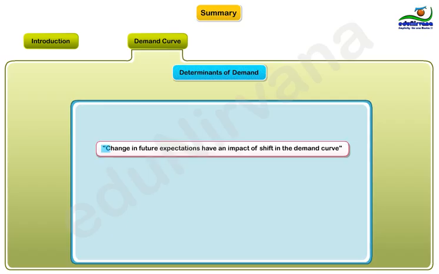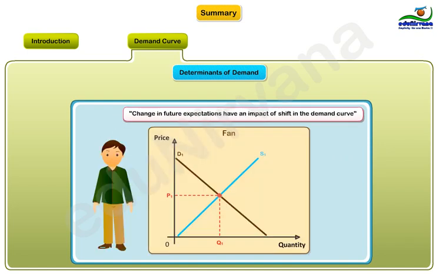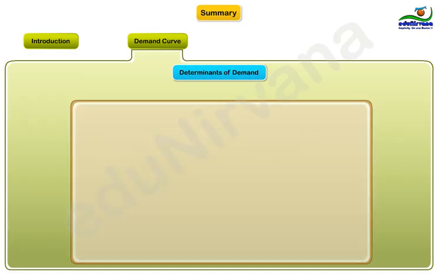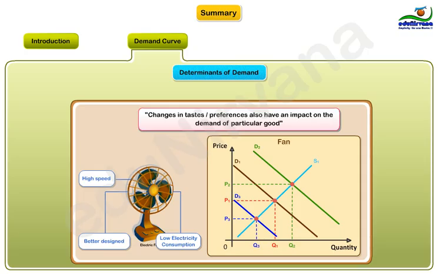Expectations. Changes in future expectations may lead to a shift in the demand curve. Example, an expectation that prices would rise in the future would lead to a rightward shift in demand now. Changes in tastes or preferences.